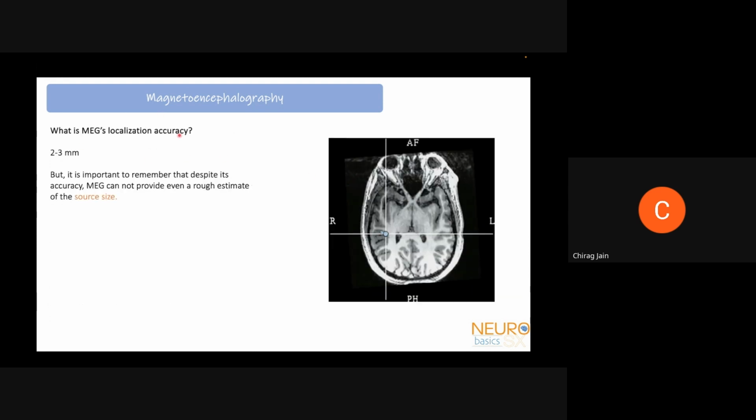So MEG's localization accuracy is supposed to be about 2 to 3 millimeters, but it is important to remember that it can just tell you that the activity is coming from this region. It can never estimate the source size. It can never tell you that the lesion is this big. It cannot tell you that. It can just tell you that this dipole is here, but it can never estimate what is the rough source size.